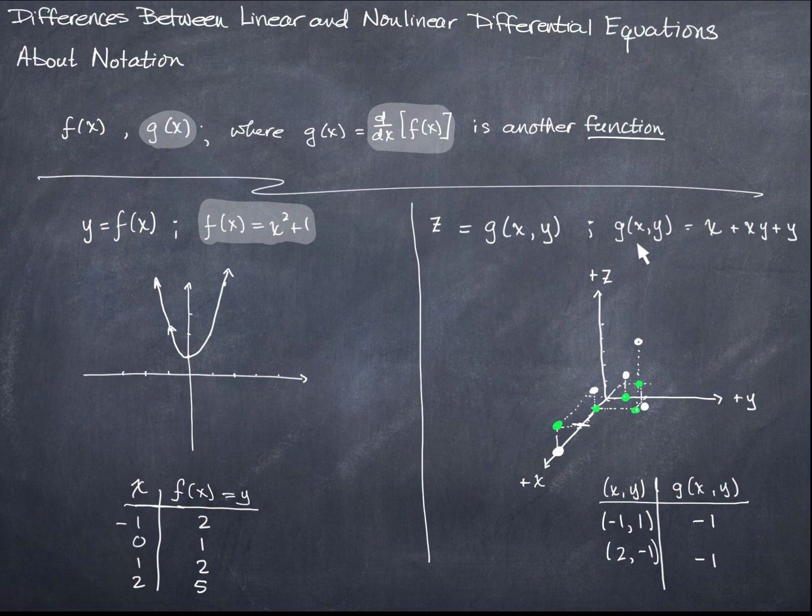Some of them ask you to type it in this way, others will ask you to type z equals x squared plus xy plus y. And when you do that, you'll get a surface, and you'll see these white points are just points on that surface.